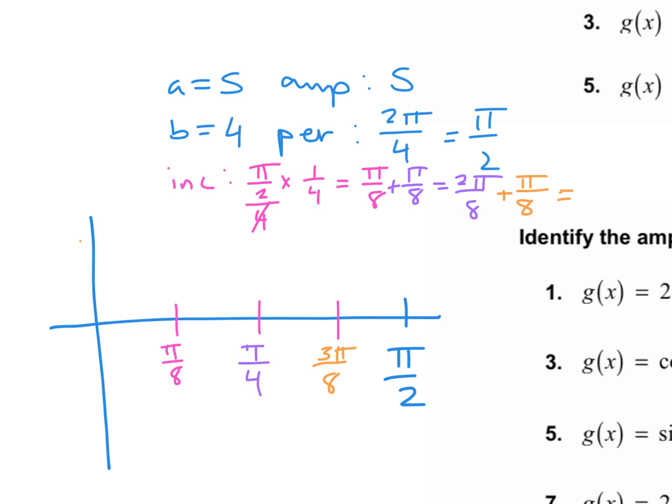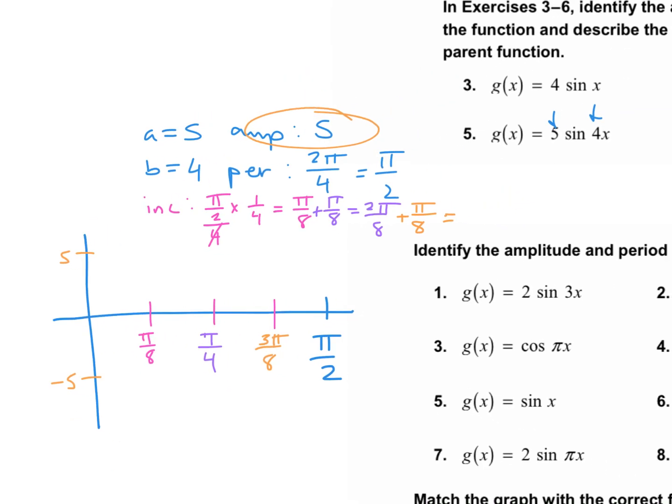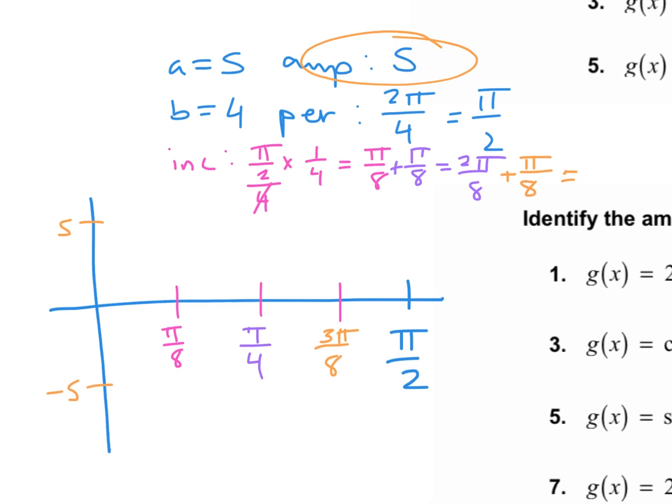Alright, next we want to see how high we go and how low we go. So what's the height of our graph here? 5. We go up whatever our amplitude is, and we go down whatever that amplitude is. So we go up to positive 5, down to negative 5. And now this is a sine graph. So where do we start? At 0. Our graph starts at 0, and then where do we go? So these are our key points.